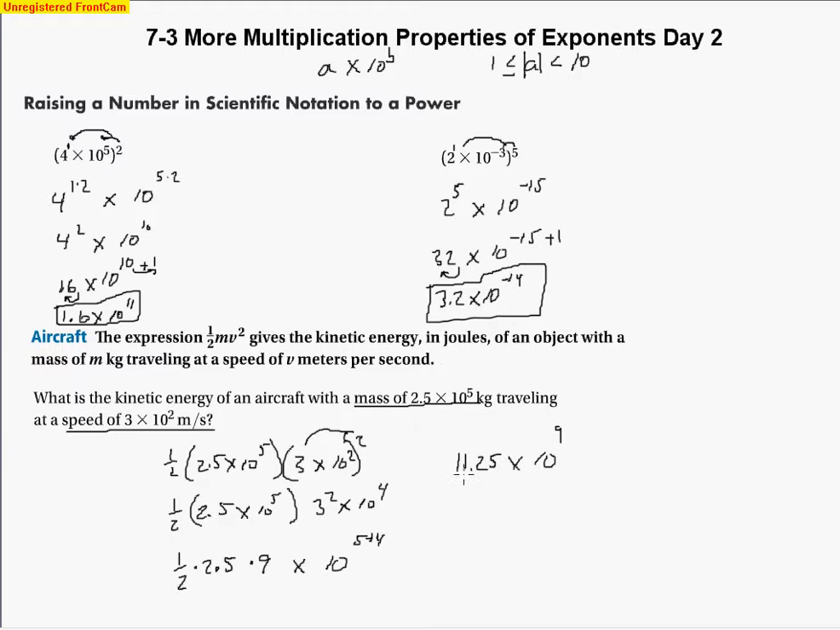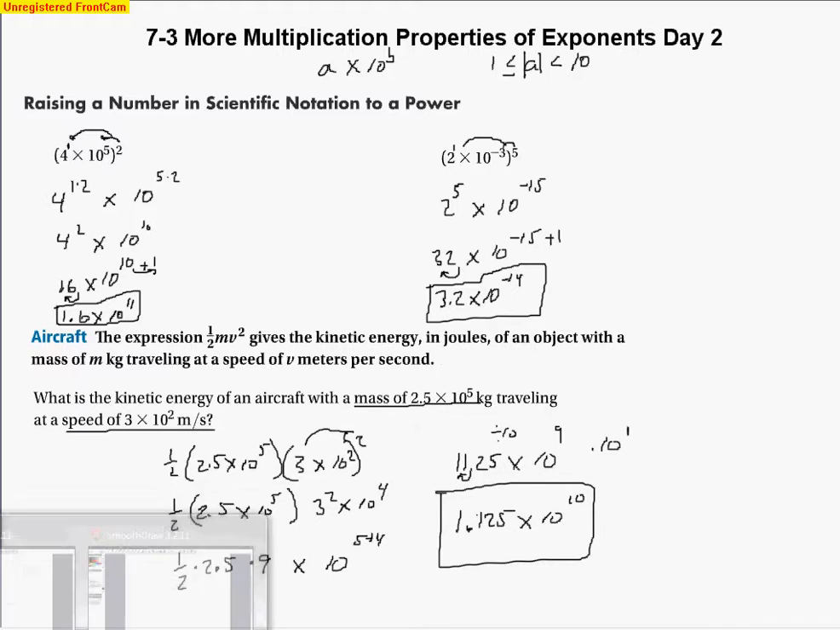Again, we need to make this smaller by 1, so we're dividing this side by 10, and that means I need to multiply this side by 10 to keep it in balance. So it becomes 1.125 times 10 to the 10th power. Again, that's 10 to the 1st, and so I'm adding up those exponents.